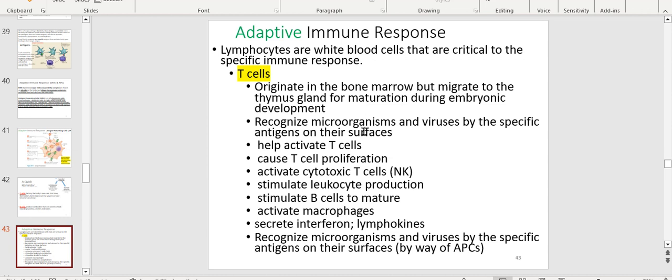They recognize microorganisms and viruses by their specific antigens on their surface. Helper T cells help activate T cells and cause T cell proliferation, activate cytotoxic T cells and natural killers, stimulate leukocyte production, stimulate B cells to mature, activate macrophages, and secrete interferons and lymphokines. They recognize microorganisms and viruses by the specific antigens on their surface by way of APCs. So there's lots going on here that these T cells do.